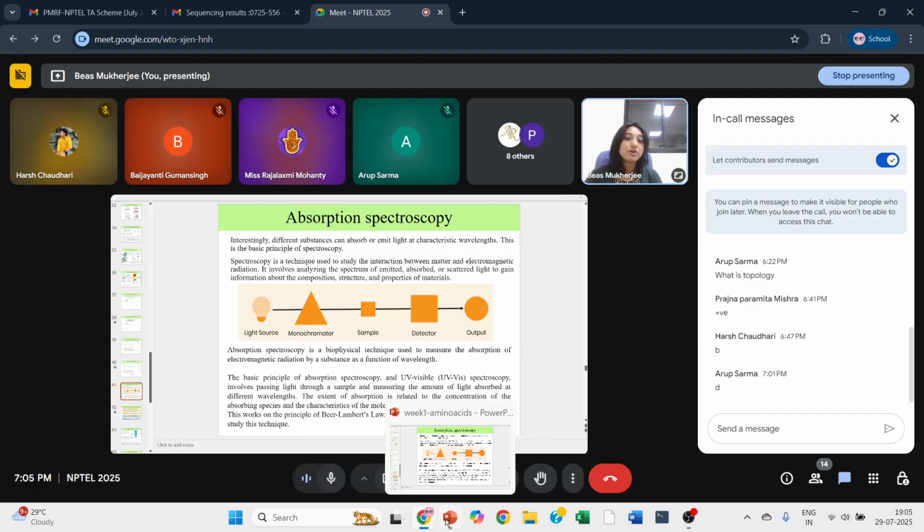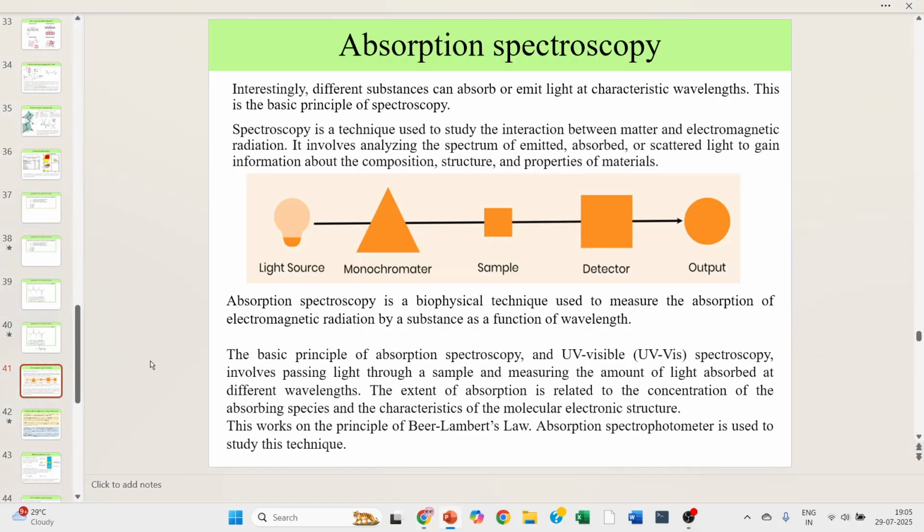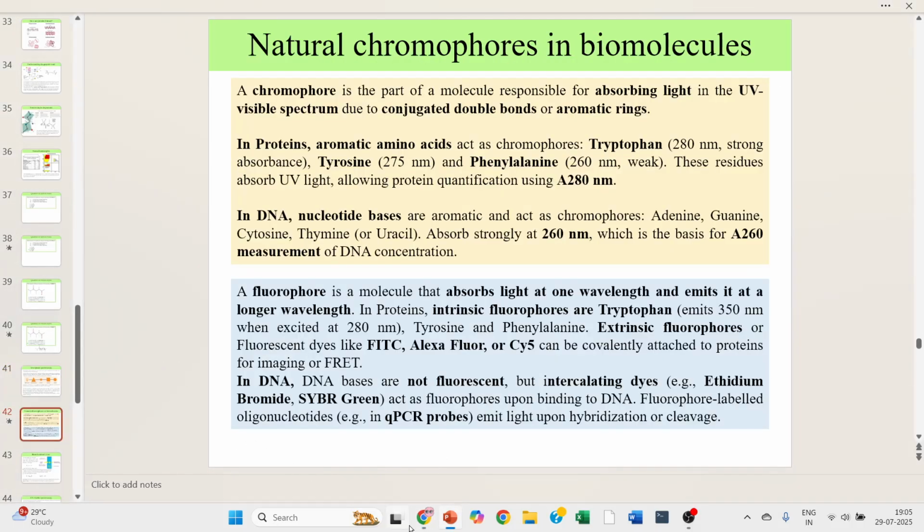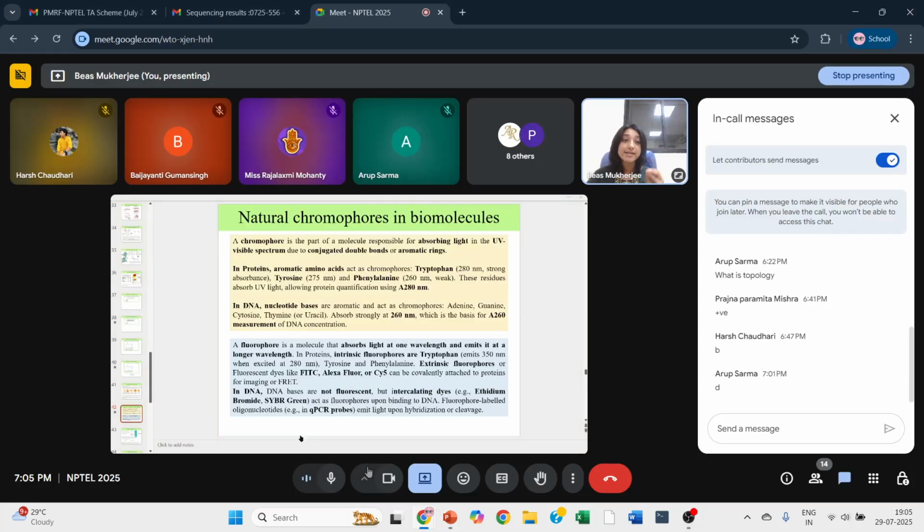Right, so Beer-Lambert's law is something that is very simple, but it gets asked in almost every exam. There will be a lot of questions, numerical especially, based on Beer-Lambert's law. But it is very simple to understand. We'll look at this in this PPT.